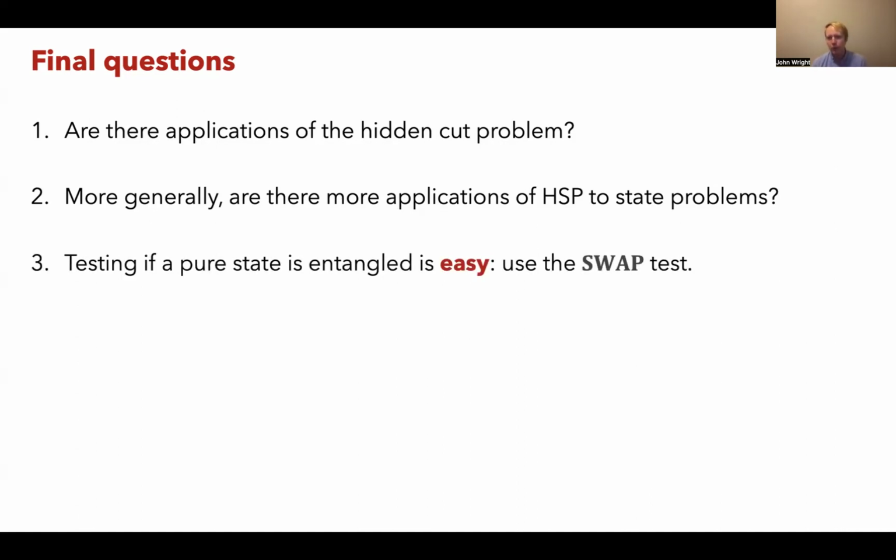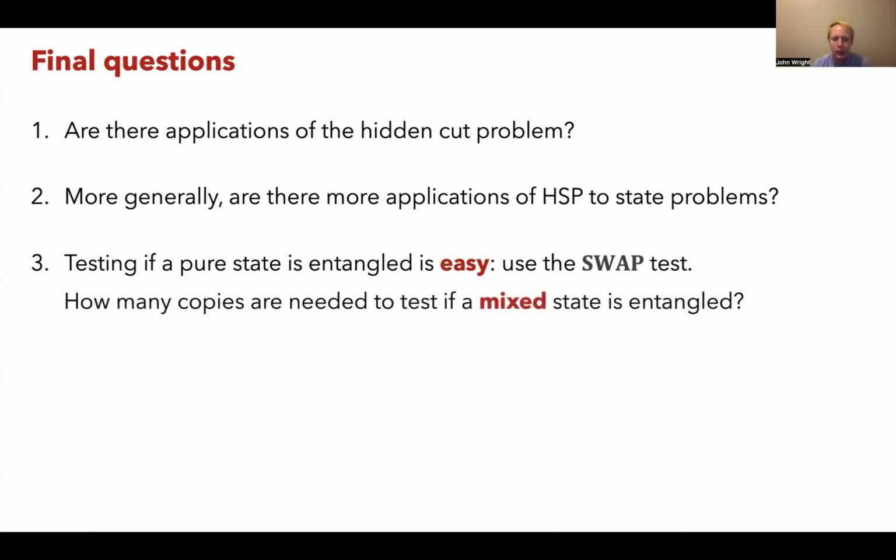And let me conclude with just one of my favorite open questions about entanglement. As we saw, testing if a pure state is entangled is easy. This is something that you can do using the swap test. But it's still an open problem: how many copies do you actually need to test if a mixed state is entangled? We have an upper bound for this problem, we have a lower bound for this problem, and these two bounds don't match. And so it remains open to actually determine how many copies are needed to test mixed state entanglement.